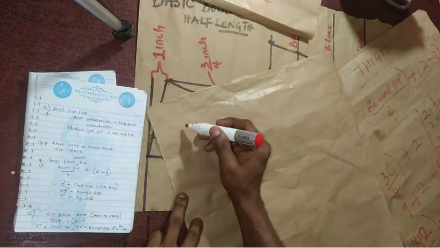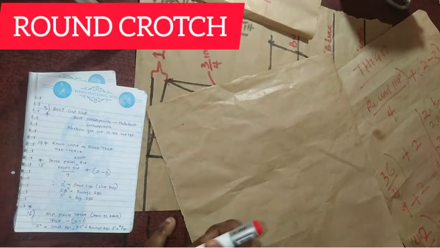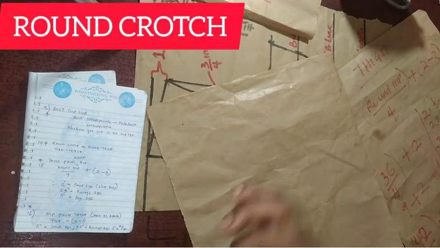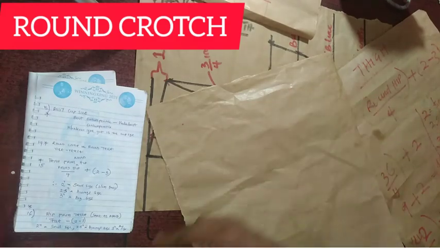Now let's say in a situation whereby you want to get your round crotch. Now there's something I normally do. There's something I call round crotch. Please, I did not say crotch length. I've told us what crotch length is all about. Now I said round crotch.